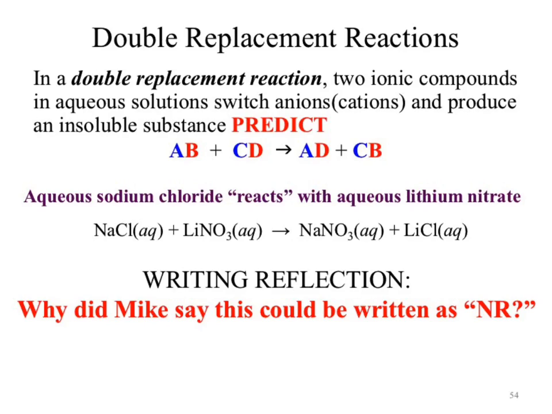Double replacement reactions. Okay. Why did I say this could be written as no reaction? We didn't change the phase. The whole point of a chemical reaction is that we change phases, gases, solids, energy change. With no phase change, there's no chemical reaction. We can just write it as NR for no reaction instead of writing out the whole thing.